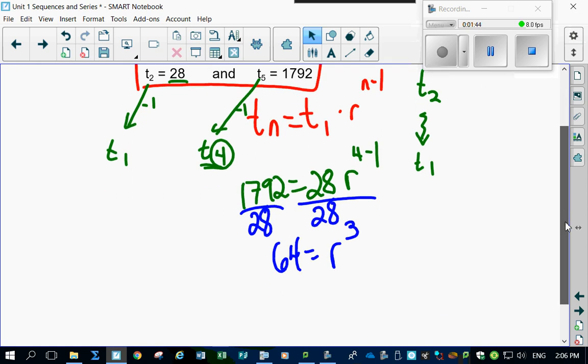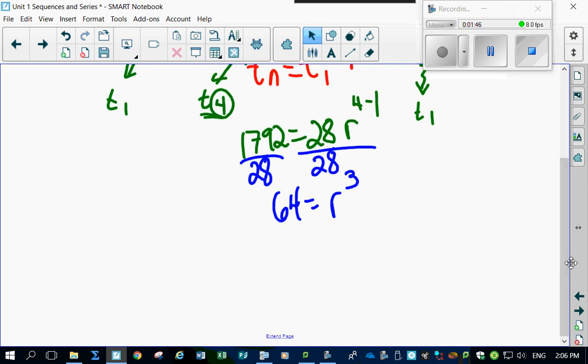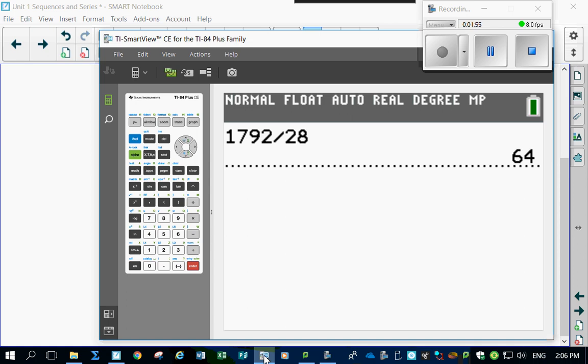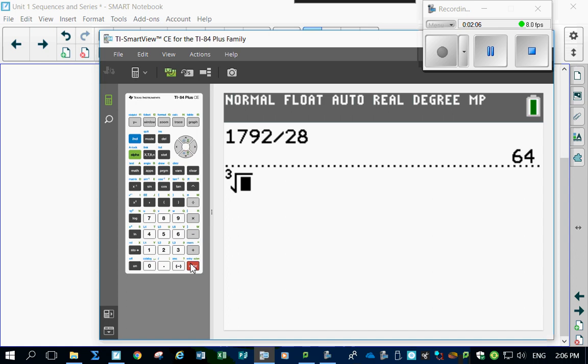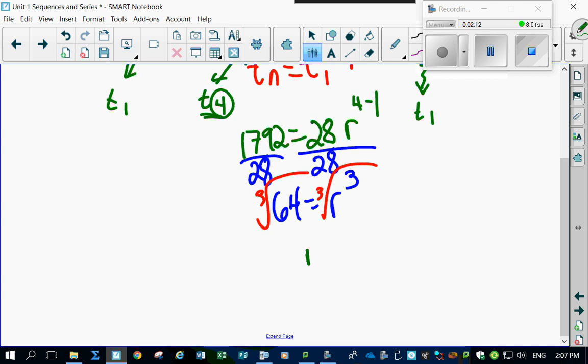I think I'm onto something here. How do we find r now? Simple. Cube root it. What is the cube root of 64? Some people could figure this out real fast, but if you can't, you can always go to your calculator and use the cube root there. Cube root of 64. Pop it in there, and you'll find out that, in fact, it is 4. So your common ratio is 4.